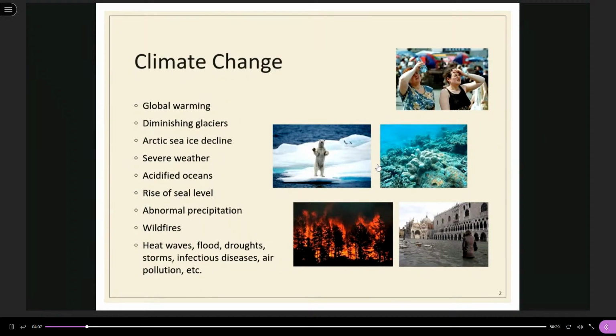Okay, heat waves, flood, droughts, storms, infectious disease, air pollution. All these are happening. So climate change is already a fact. It is not a belief, it is not a prediction, it is already a fact. This is happening, and we all see these changes to our lives this year.